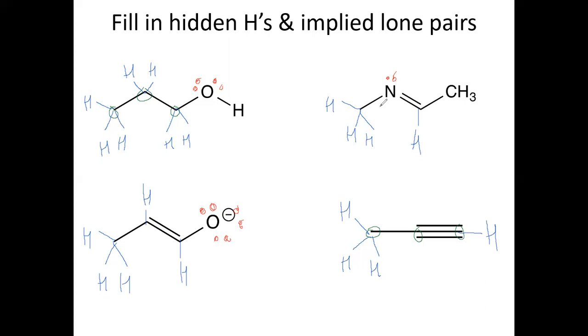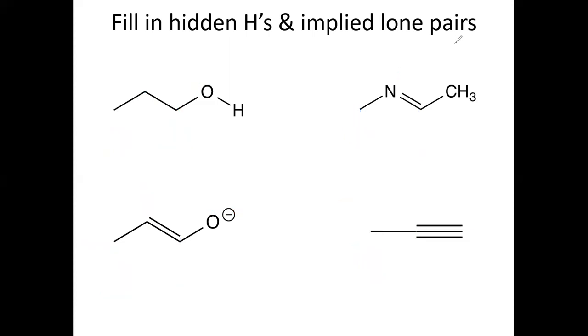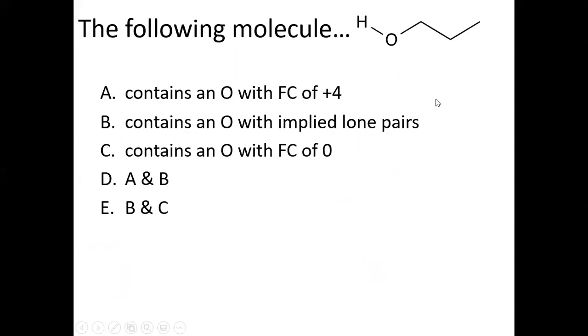All right, let's go ahead and clear that off. Okay, so hopefully that's making a little bit of sense. So the following molecule, whatever this is, is propanol. And I know that from experience. I'm an old man who's done a lot of chemistry. And so it says, contains an oxygen with a formal charge of +4, contains an oxygen with implied lone pairs, contains an oxygen with a formal charge of 0, A and B, B and C.